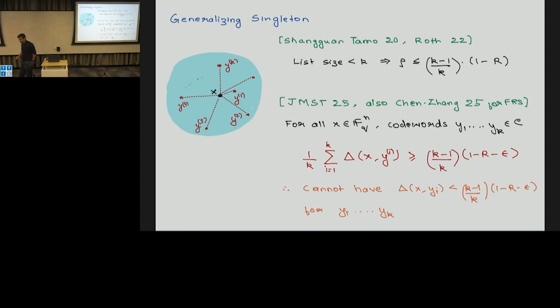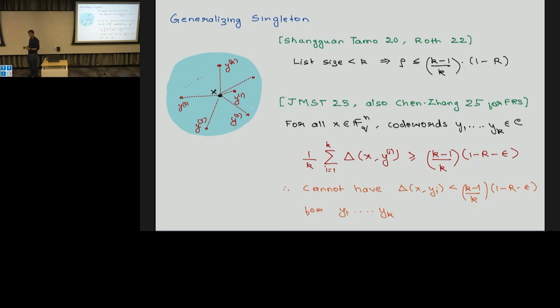So if k is 2, so list size is smaller than 2, then you get the radius rho is smaller than half of 1 minus r. Strictly smaller than 2 is 1. That's the unique decoding radius. But that's the singleton bound already, right? If you want lists of size 1, which means unique decoding, then you cannot do better than half of 1 minus r. So the distance is 1 minus r, so the unique decoding radius is half of that. That is the classical singleton bound.